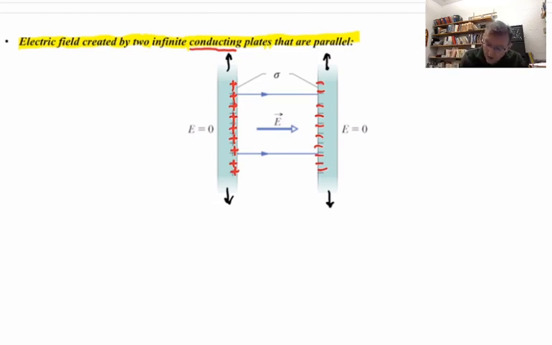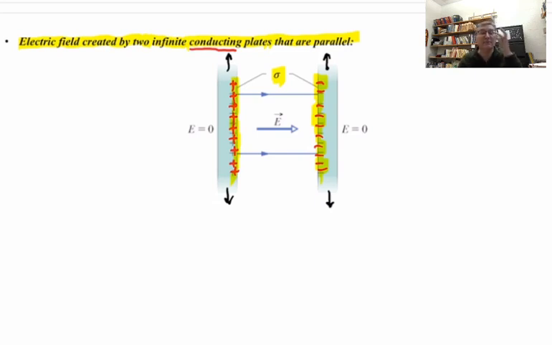Okay? So one of these conducting sheets has been given a positive charge, smeared out over an area, so it's got a certain sigma, charge per unit area, and the other one has an equal amount of negative charge smeared out over it. So it has a sigma that's equal to the other conductor, but negative.